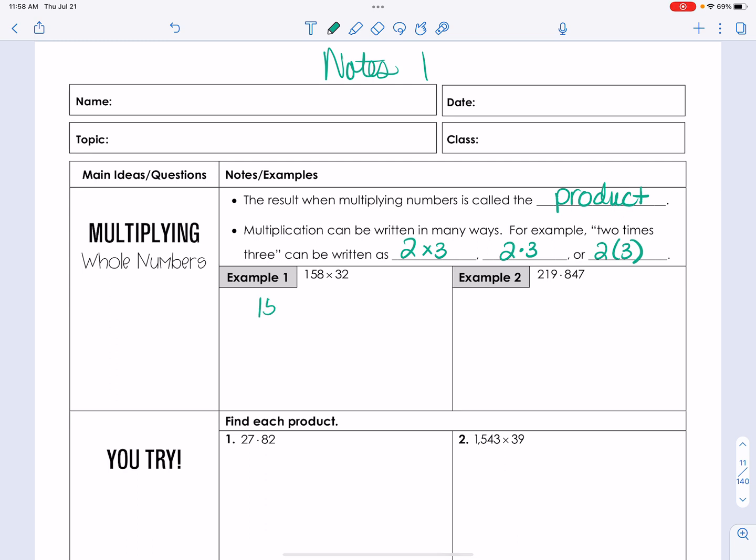So if I do 158 times 32, you were really good at this. 16, carry the 1, 10 is 11, carry the 1. That's 2, that's 3. And then I bring my 0, 24, carry the 2, 15 is 17, carry the 1, and it's 4. So my answer is 5,056. You were really good at that.